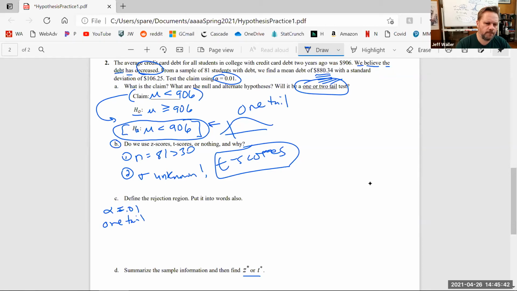Sample size of 81, degrees of freedom. 80. Yes, the degrees of freedom. My degrees of freedom is 80. All right.